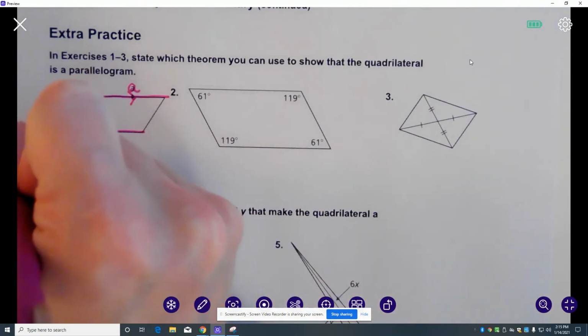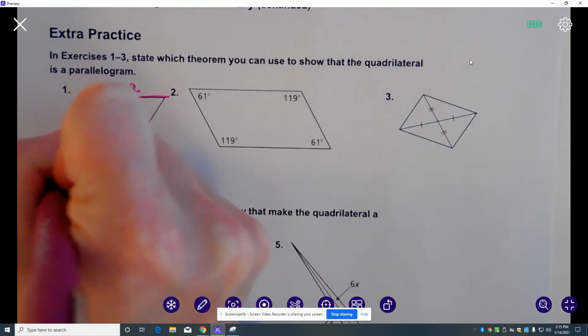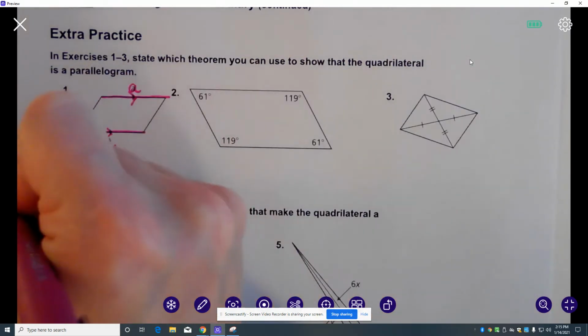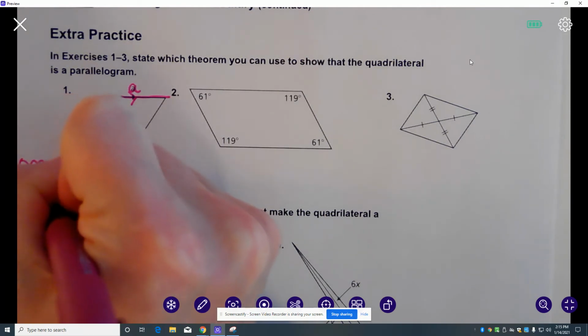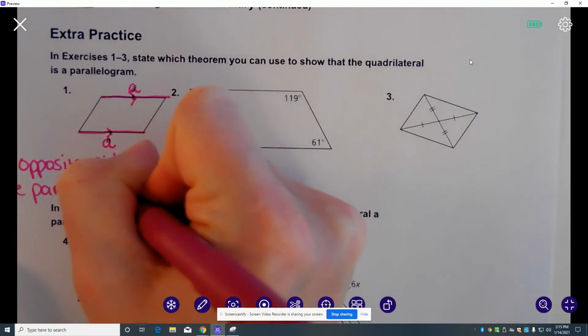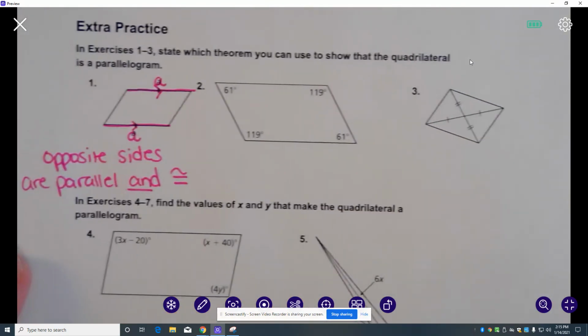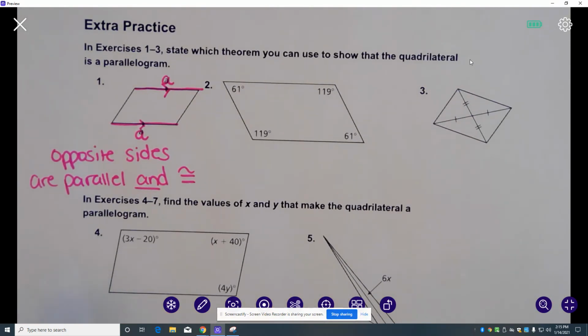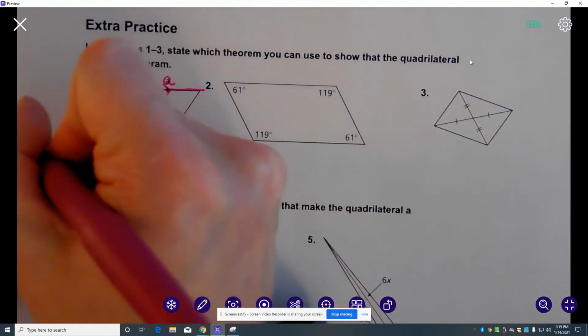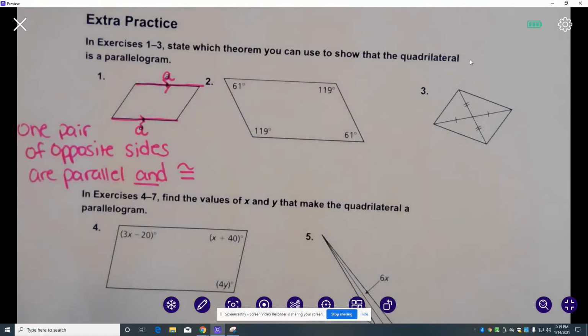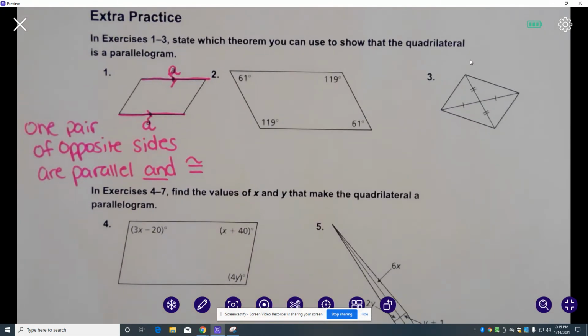So I'm just going to say opposite sides are parallel and congruent. I should more specifically say one pair of opposite sides. We didn't need to know if both pairs of opposite sides were parallel and congruent.